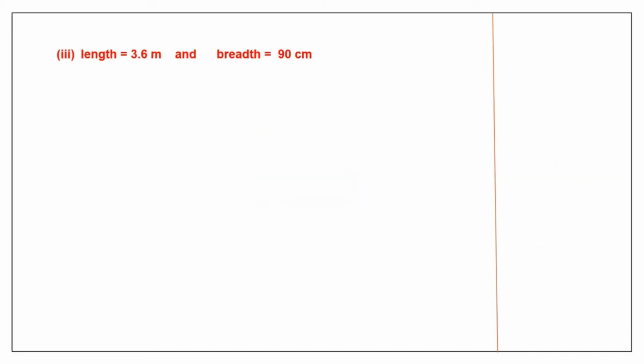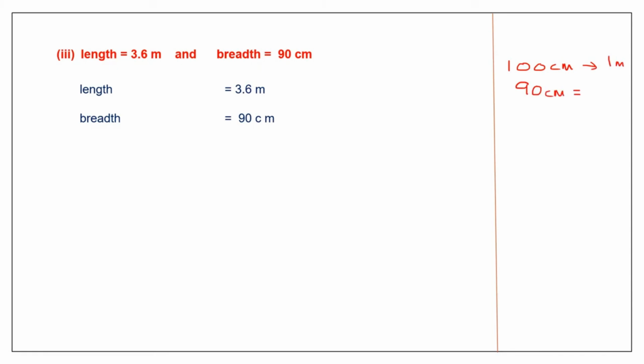Question 3. Length is given, breadth is given. So let's start. Length is 3.6 meters, breadth is 90 centimeters. So as you can see, the units are different. So the first thing we need to do is convert the units so that both are in the same unit. Since length is in meters, let's convert breadth also to meters. So we have 90 centimeters.